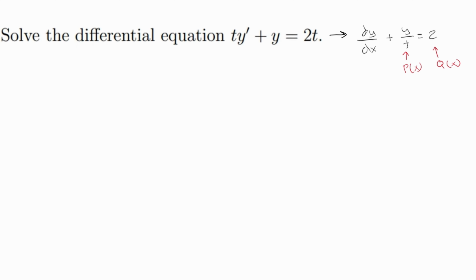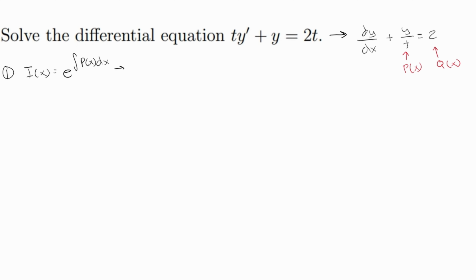From here, now that we have our p(x) and our q(x), we can plug it into our step 1, which is the integrating factor. The integrating factor is going to be I of x is equal to e raised to the integral of p(x) times dx. Now we have an arrow that's pointing p(x) up to our y over t. However, our y over t isn't the entire p(x). It's just going to be the part that is connected to our y.